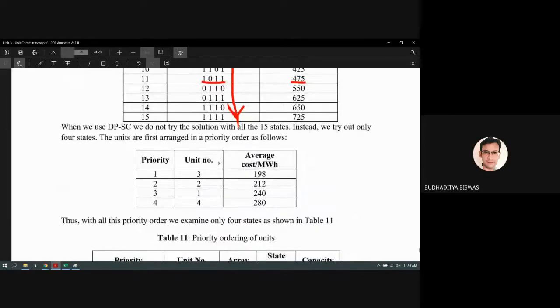After that, what do you do? When you use the DPSC, we do not try the solution with all 15 steps. Instead, we try only 4 states. And these 4 units are first arranged in a priority order as follows. This is our unit priority order. Priority 1, 2, 3, 4.